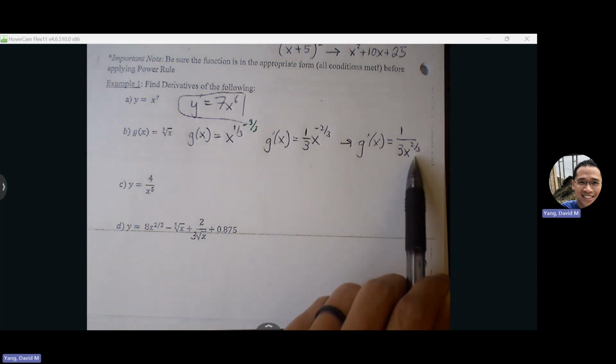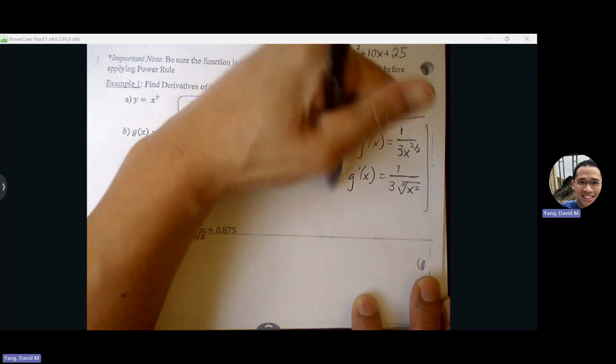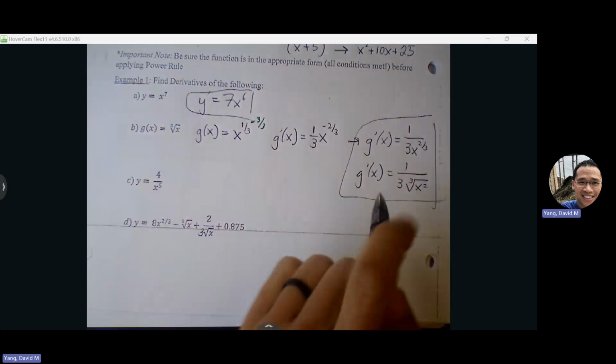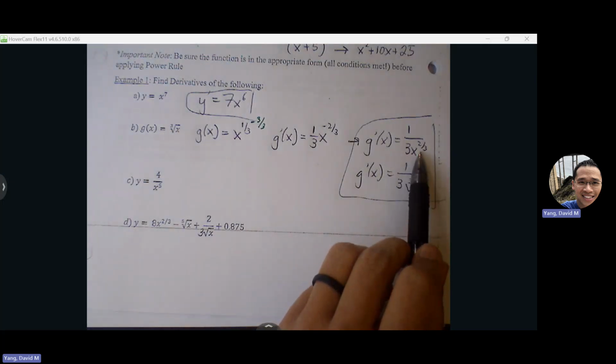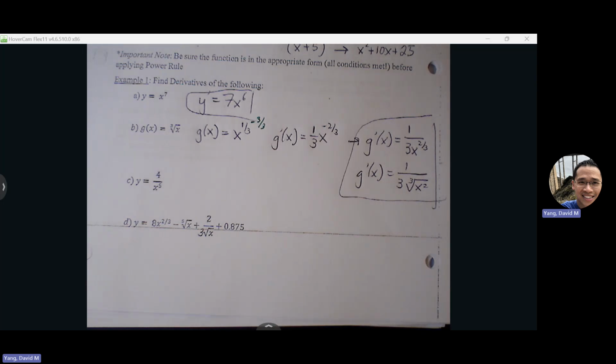You can leave your answer in a rational form, or you can put it back into radical form. Either form is fine. Again, you don't have to rationalize your denominator. I prefer to just leave it in rational form, but if you want to put it in radical form, that's perfectly fine.